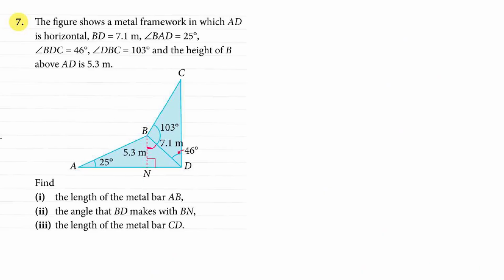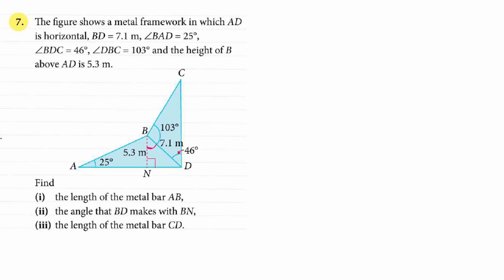Right, let's look at the next question. We're given a triangle ABN, also BND and BCD. So basically, there are 3 different triangles there, and there are 2 right angle triangles, ABN and BND. We're asked to find the length of the metal bar AB. So let's focus on triangle ABN.